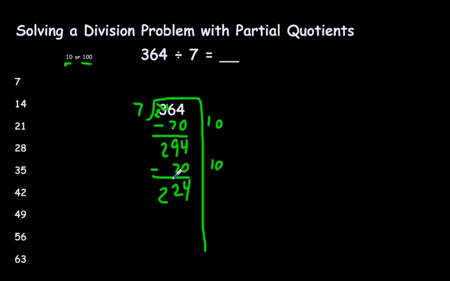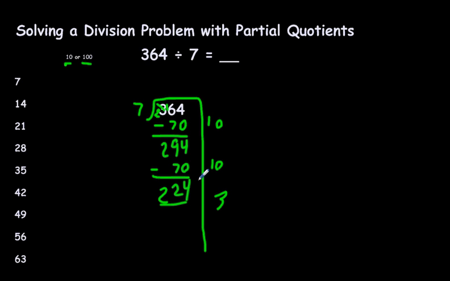I can also take out a bigger chunk. If I see I have 224, I could look at this number, 22, and see if there's a multiple of 7 that's a little bit smaller than 22 that will work. And I see 21. So I look over here: 3 times 7 is 21. So I can put a 3 over here.